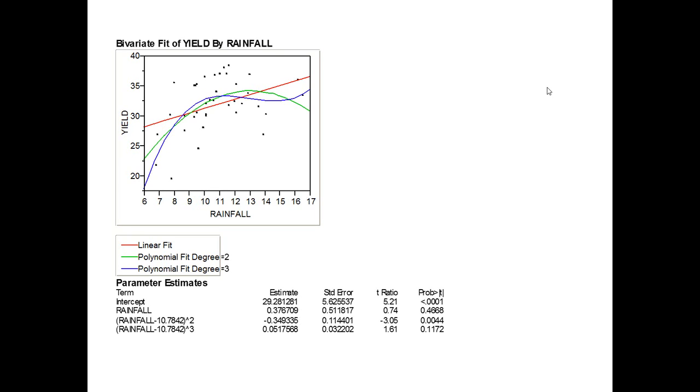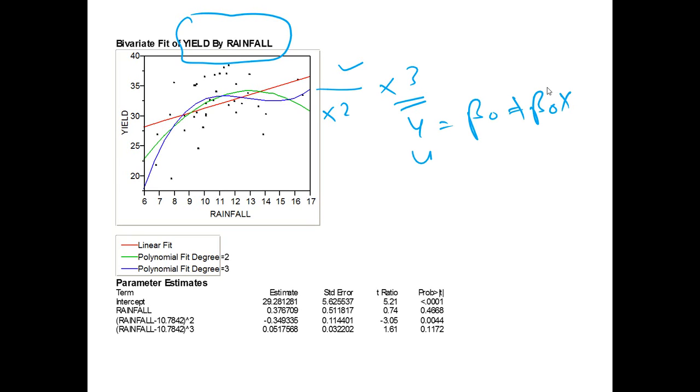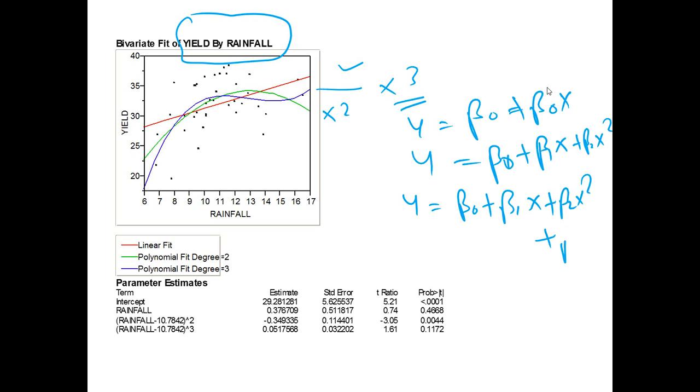So here, for the same example number 1, we have fit 3 models: linear model, with x square terms, that's the green one, and this blue one is x cubed, a polynomial of order 3. So first one is y equal to beta naught plus beta 1 x. Second one is y equal to beta naught plus beta 1 x plus beta 2 x square. And third one is beta naught plus beta 1 x plus beta 2 x square plus beta 3 x cube. So we have got a third order polynomial in the blue curve.